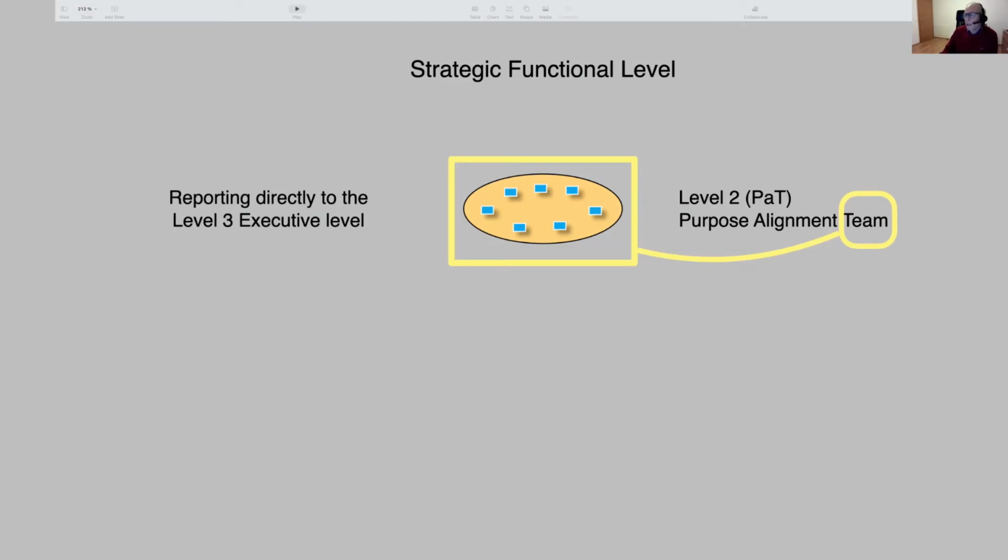The purpose alignment team has no direct management role. I repeat, no direct management role, and as such does not manage the level 1 work groups. It sets out the principles that guide the operation and decision making of level 1 work group managers. It sets enterprise targets, and in doing so aims for operational optimization.